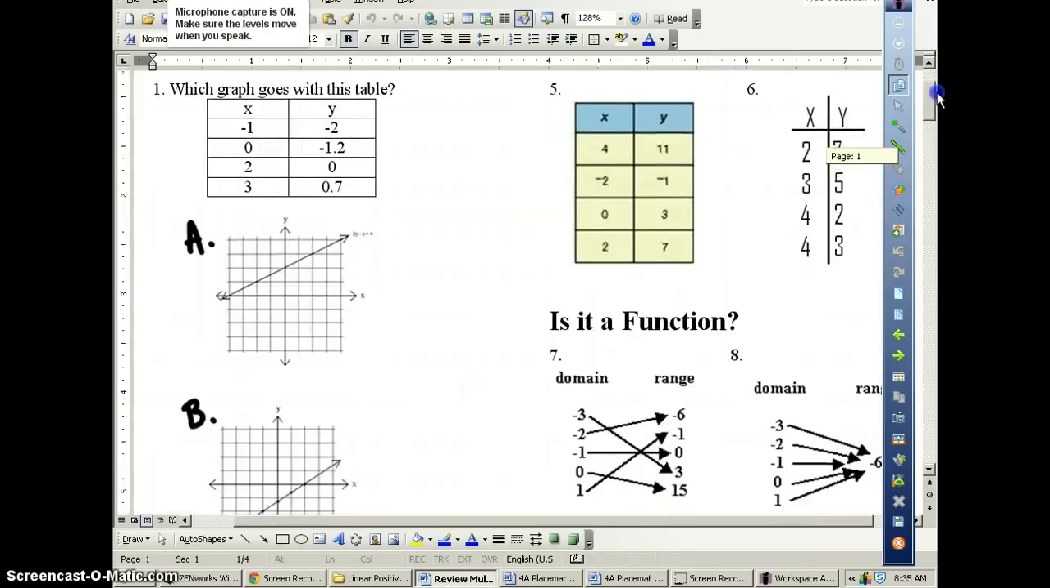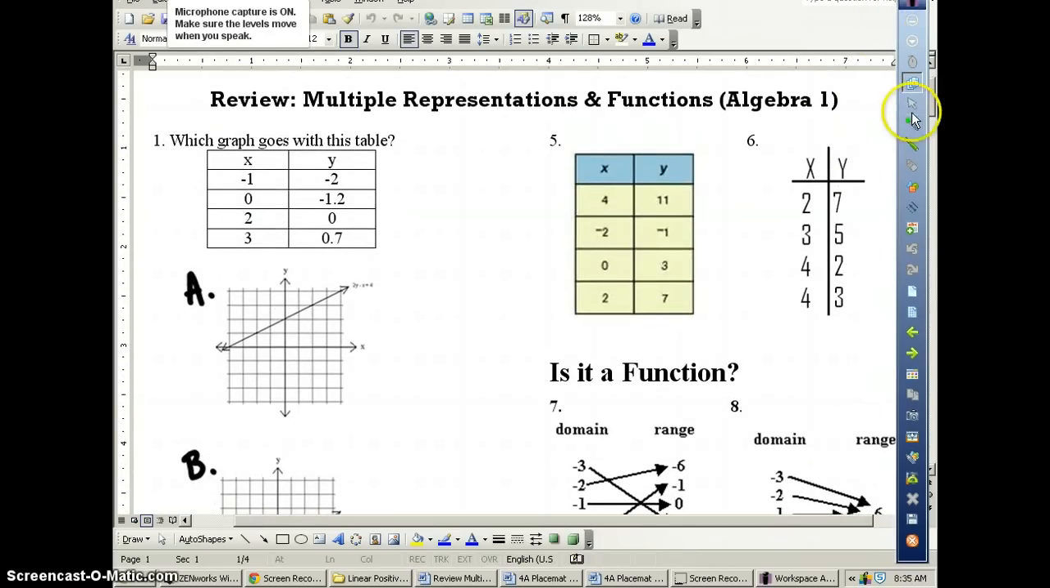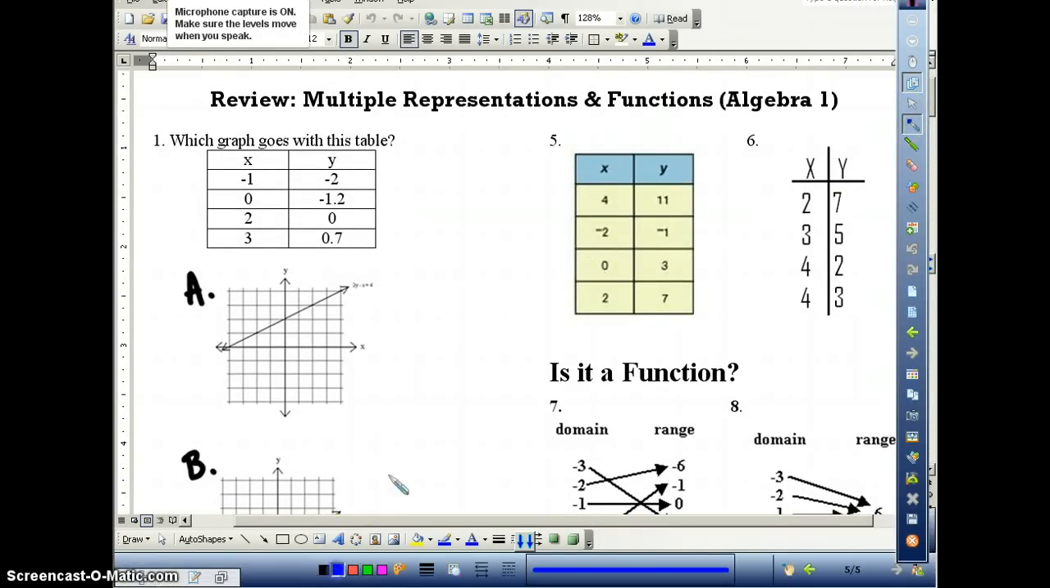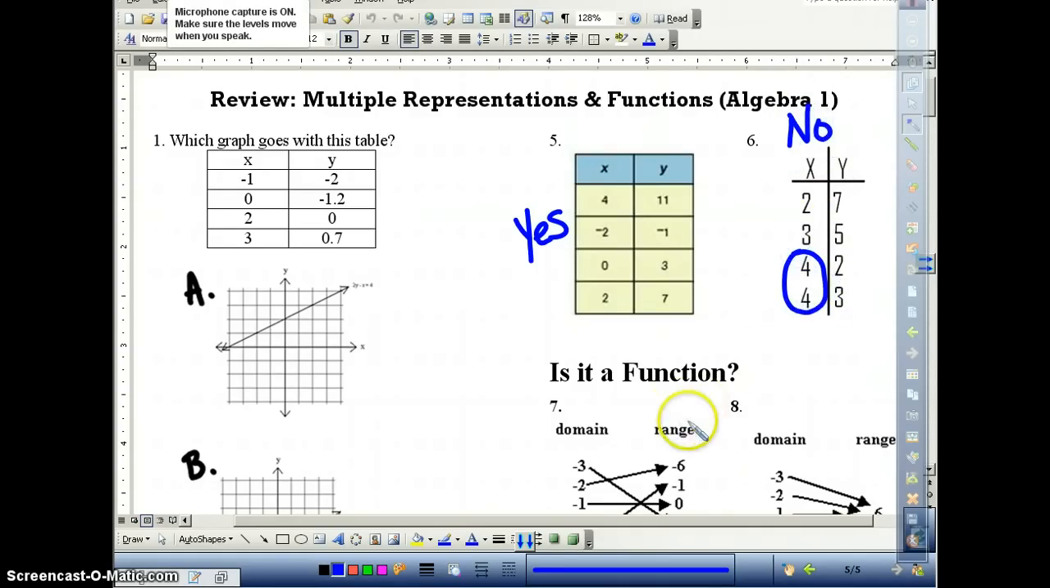All right, let's look at number 5. Is it a function or is it not a function? Does each x value only show up once? Yes. Then it's a function. Take a look at table number 6. Is that one a function? No. Why not? 4 shows up twice. It is a relation, a set of ordered pairs, but it's not a function. That x value can only show up once.